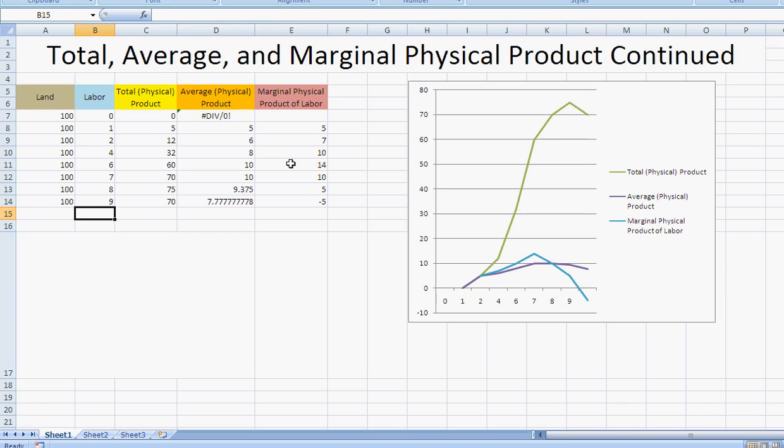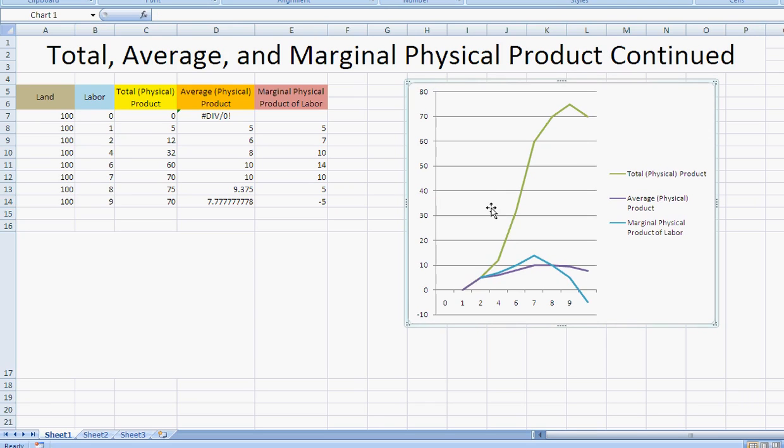Now I want to talk a little bit more about what's going on, and most of this talking is going to go on with the graph, so I'll make my way over to here and we'll talk about this. The first thing is that in the last video I said that if marginal physical product is greater than average physical product, then average physical product will be increasing. And we see that that's true here. When the blue line is above the purple line, the purple line is going up.